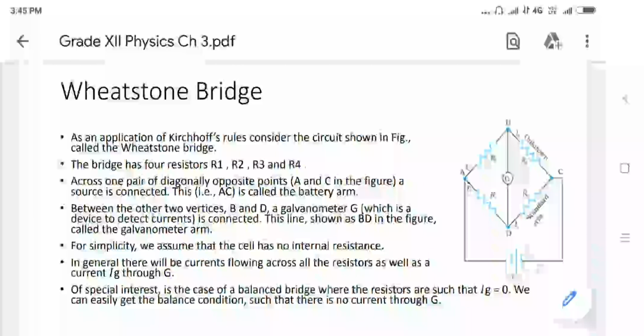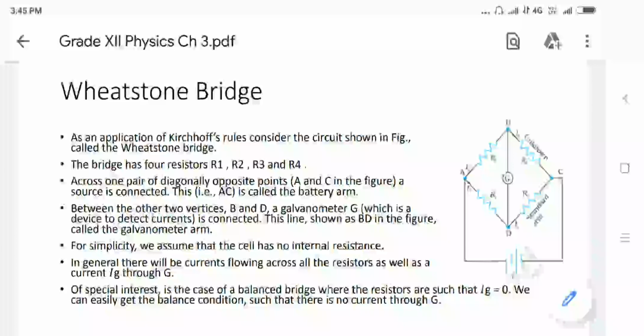R1, R2, R3 and R4, four resistors, are connected in a kind of single loop. Between points A and C, the diagonal points, a battery is connected and that is known as the battery arm. Between the remaining two diagonal points, B and D, we are going to connect a galvanometer, and that's why it's known as the galvanometer arm. Here we are assuming that the galvanometer has no internal resistance for simplicity.